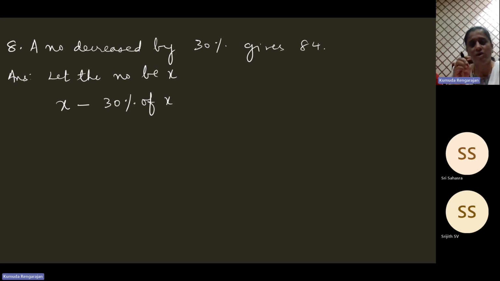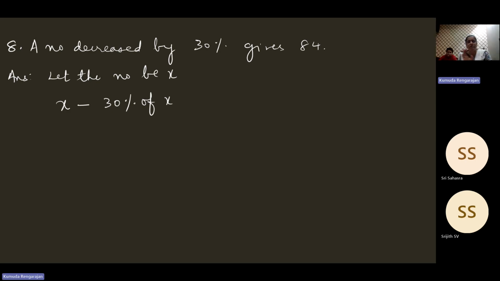See, percentage is always applied on something. Simply 30%, you cannot just take this minus 30 by 100. No. Percentage is always applied on something. So here that something is x. The number is x. X minus 30% of x is equal to 84. See, x minus 30% is equal to 84 is meaningless. And x minus 30 by 100 is equal to 84, no.